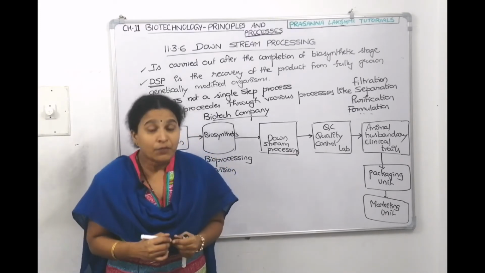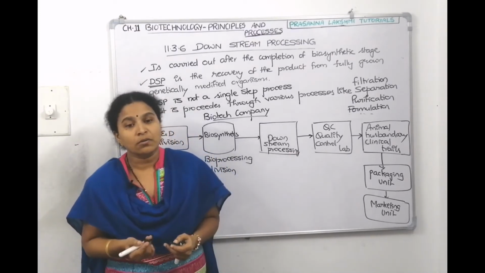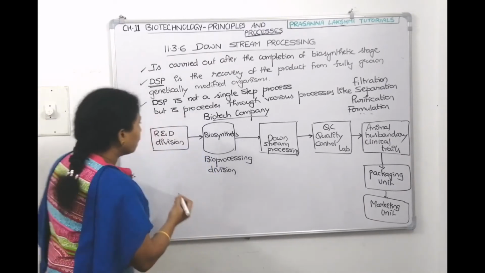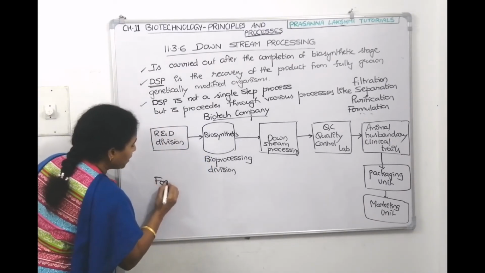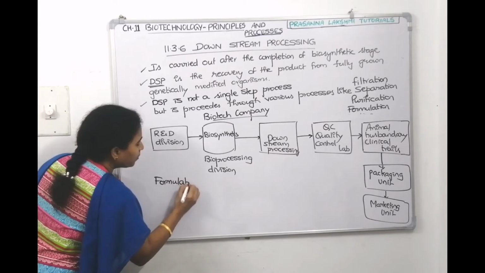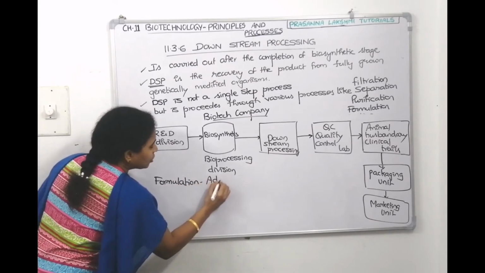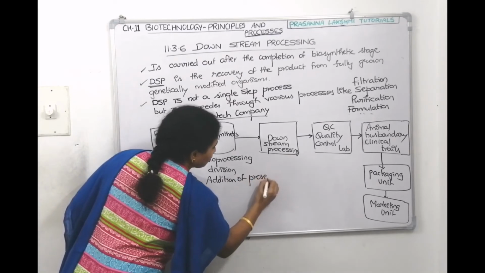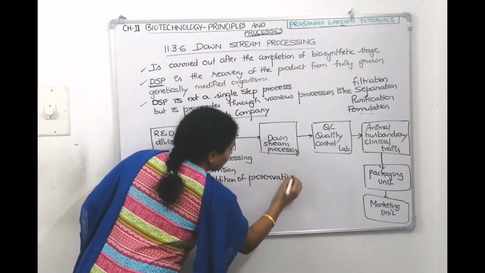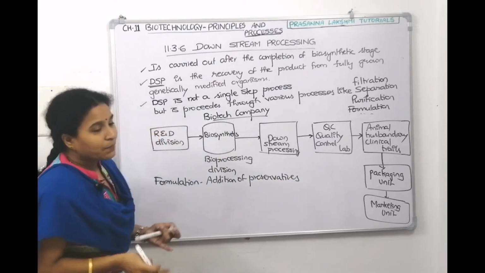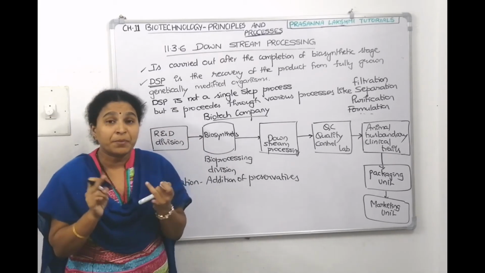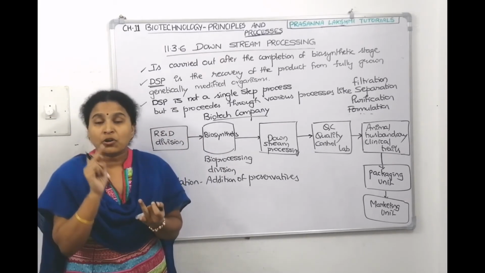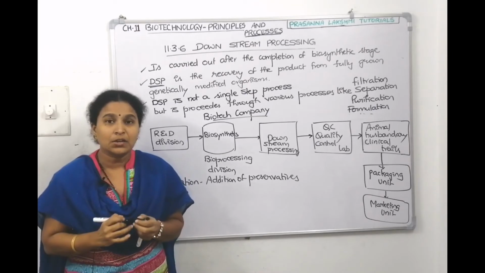So which preservatives are to be added also depends. So what is that called? Formulation. What do you mean by formulation? Formulation means addition of preservatives. What level of preservatives? Grade 1, grade 2, grade 3. Which level of preservatives to be added and to which concentration to be added? That we need to decide.